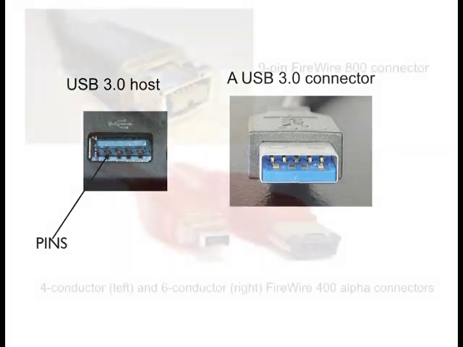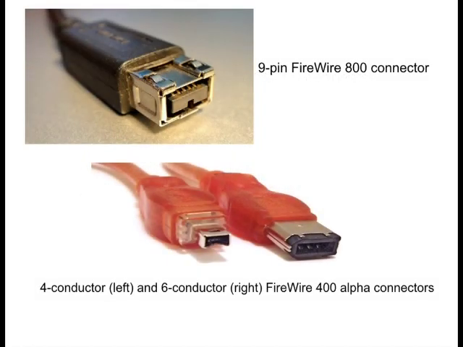The IEEE 1394 Firewire connector, developed in late 1980s and early 1990s by Apple as Firewire, is a serial bus interface standard for high-speed communications and isochronous real-time data transfer. The figure shows a 9-pin Firewire 800 connector at the top, and below it is a 4-conductor and 6-conductor Firewire 400 alpha connectors.